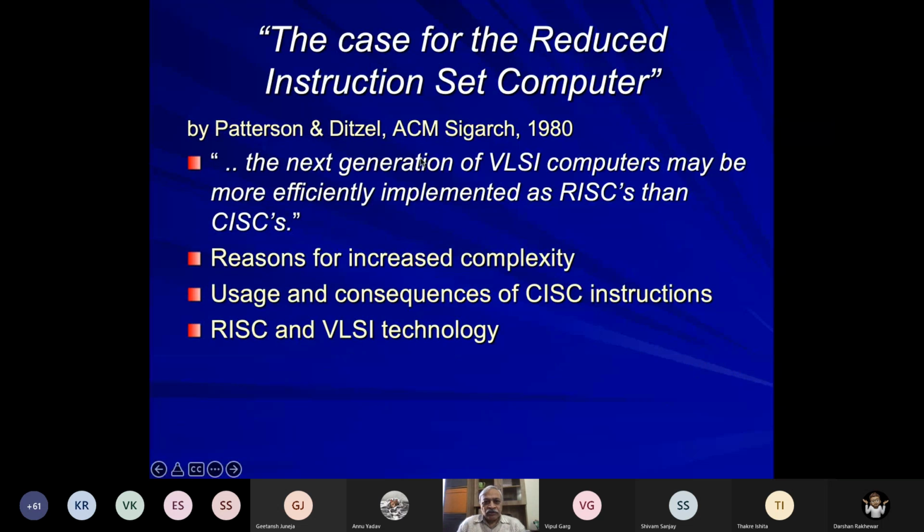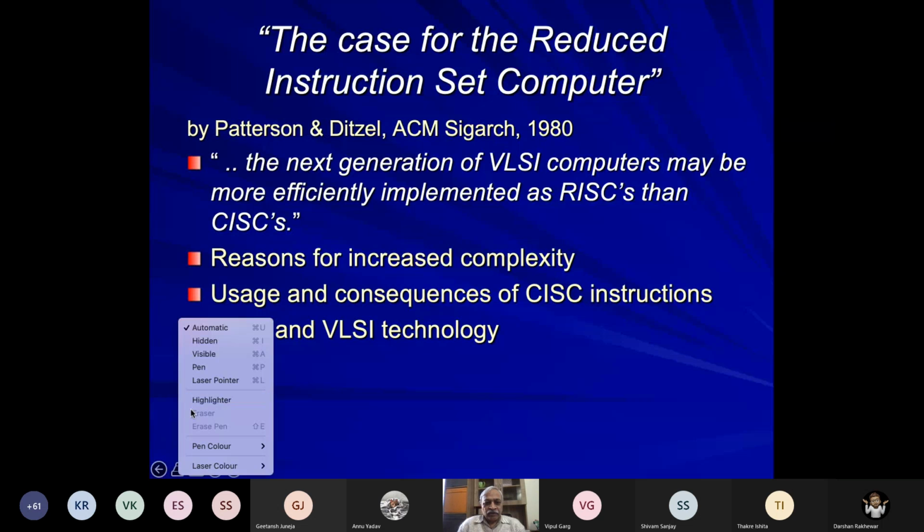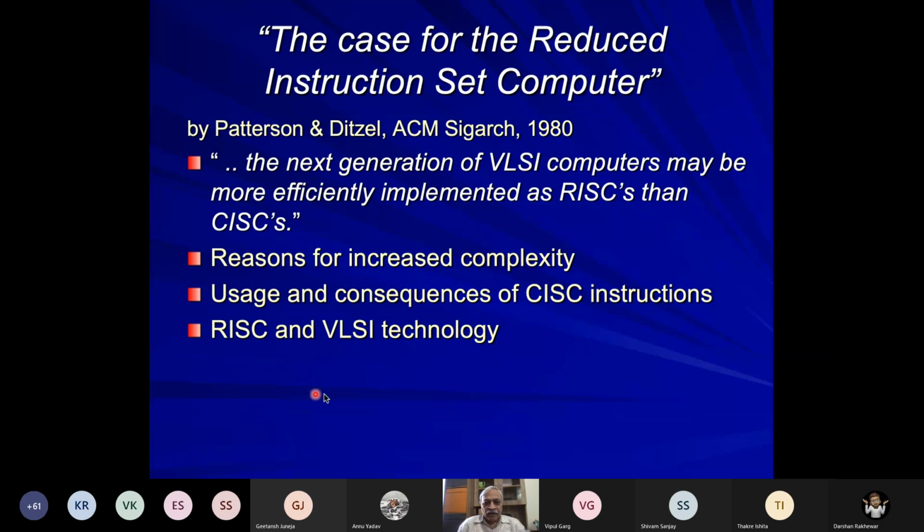So the reference to the paper is this. It's a 1980 paper, and what it discusses is what made computer designs complex, and from there emerged the idea of making them simpler. So it discusses the consequences of following the CISC type of approach, that means working with complex designs, and how it makes more sense to use the RISC approach with VLSI technology that emerged around that time.